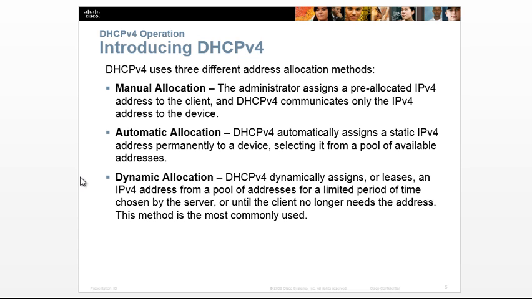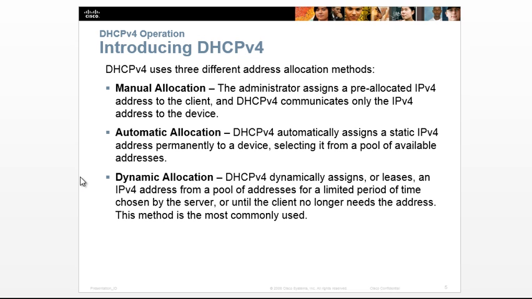So there are 3 different allocation methods for DHCP on V4. And we call it V4 and V6 just to make it easier to remember the differences in IP4 and 6. But I'm just going to use DHCP as we're talking about that, and I will say specifically 6 if I'm talking about DHCP 6.